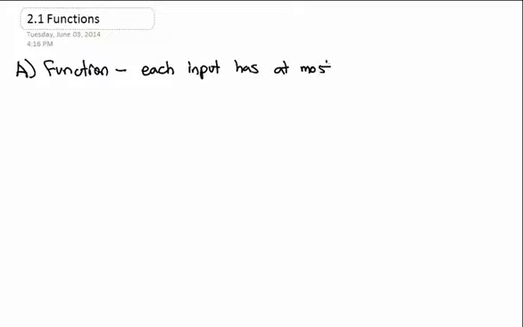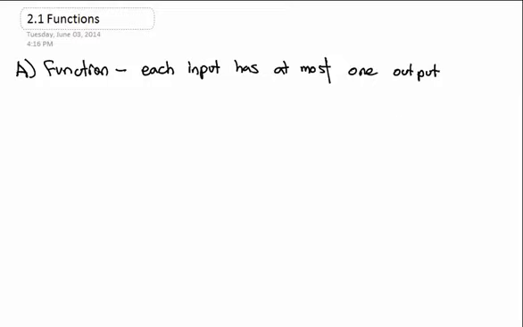Section 2.1 starts to get at this concept that is fundamental to precalculus study, and that is the concept of a function. What a function is simply stating is that each input has, at most, one output.